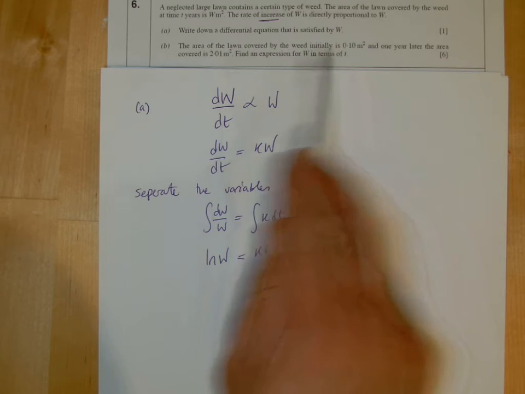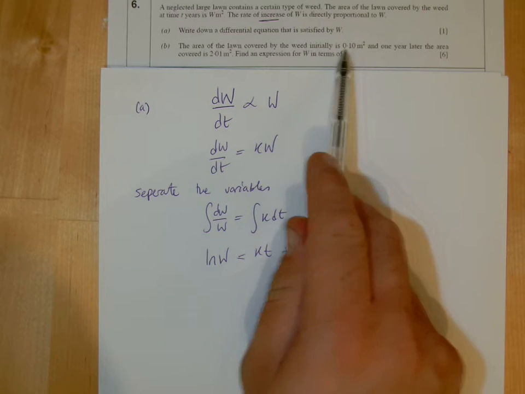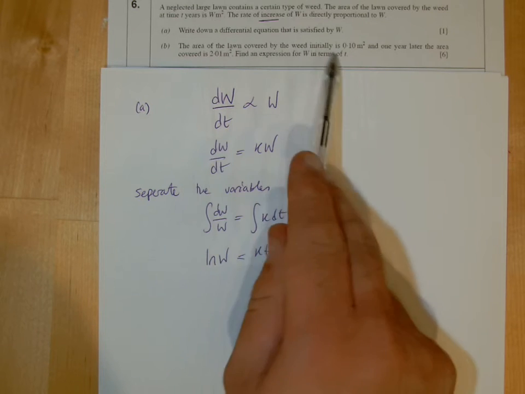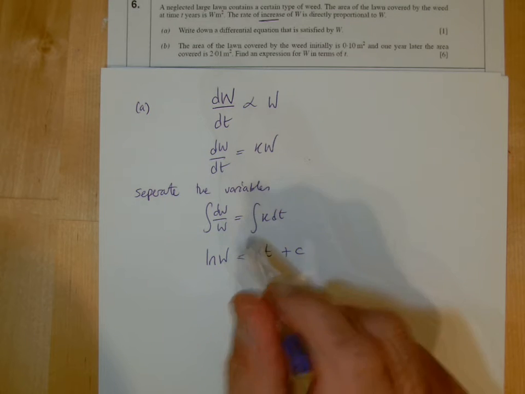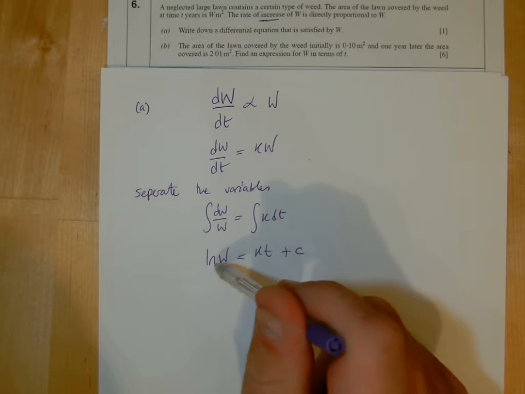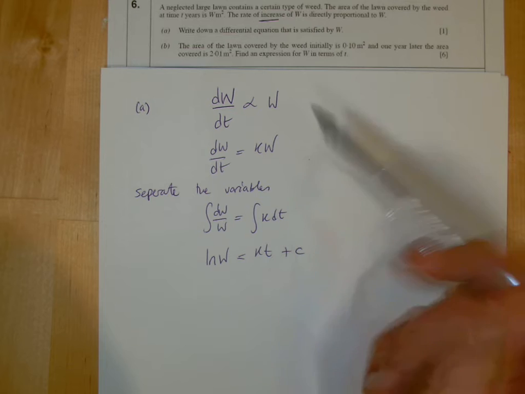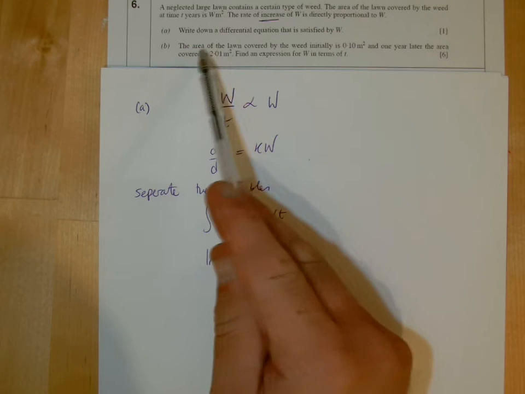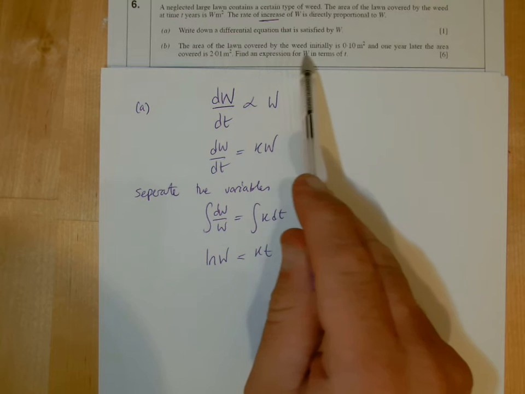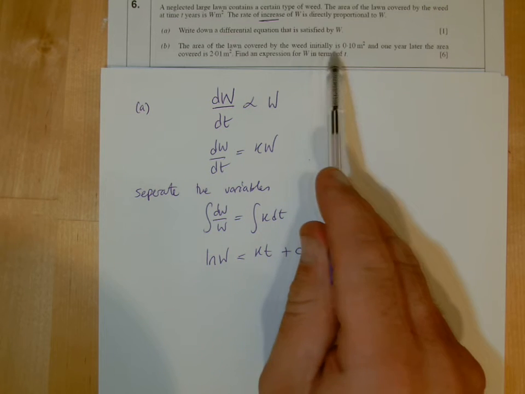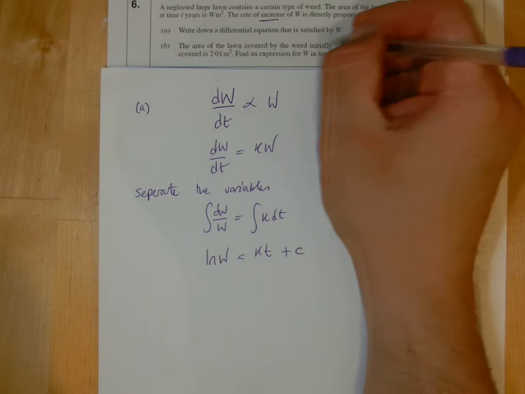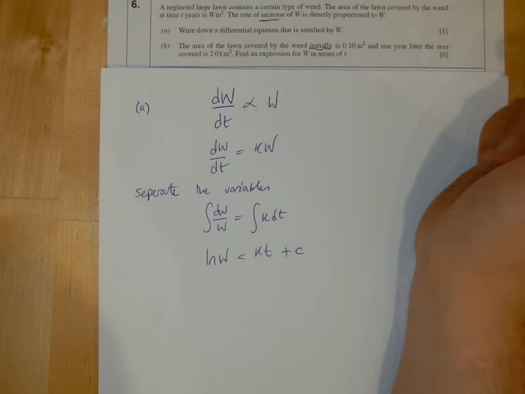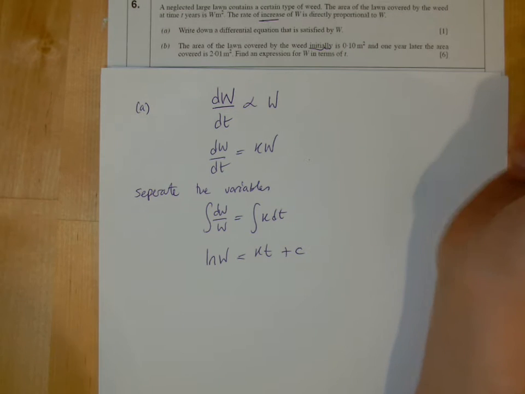Now, we've got conditions here, so we'll use these. It would make sense, if they give us conditions, to just go for it straight away. You don't need to take the ln over and do e of that just yet. We could actually work out what my constant is from this. So what does it say? The area of the lawn covered by the weed initially is 0.10 meters squared. Now initially means, of course, at the beginning.